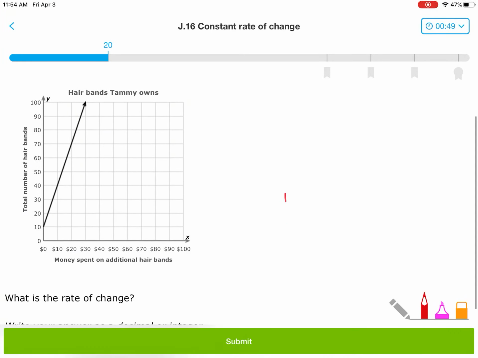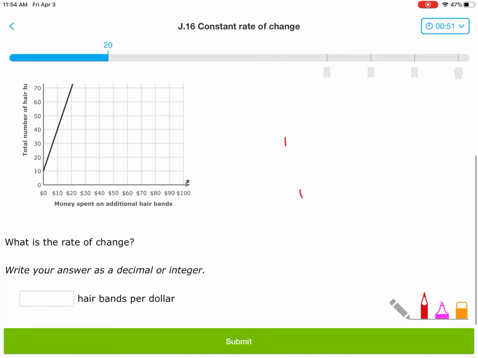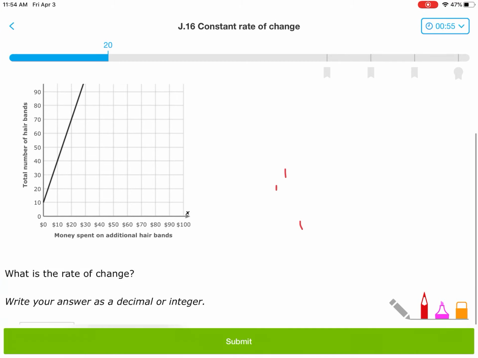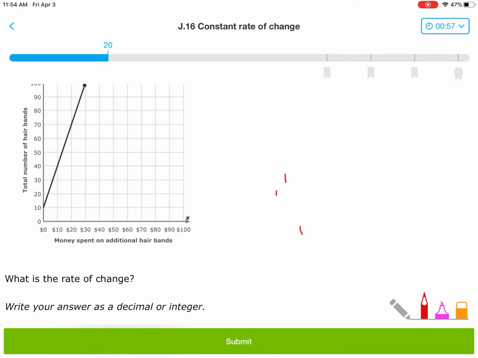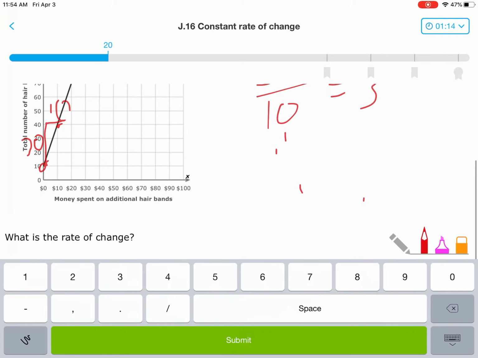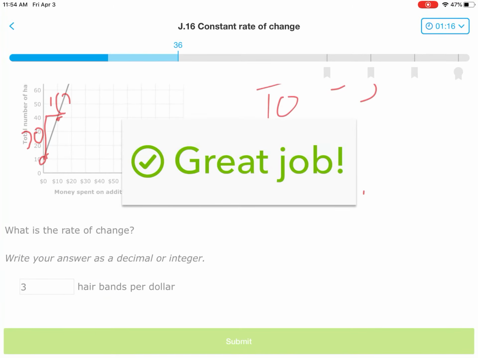All right, again, I'm going to look for what is the rate of change. And it does say I want my answer as a decimal or an integer, and it's hairbands per dollar. So I'm going to look for a perfect intersection again. And it looks like there's one right there, and it's counting up by tens. And there's another one right there, and it's counting over by tens. So this one is 10, 20, 30, and 10. So 30 over 10, again, is 3. So the rate of change is 3 hairbands per dollar.